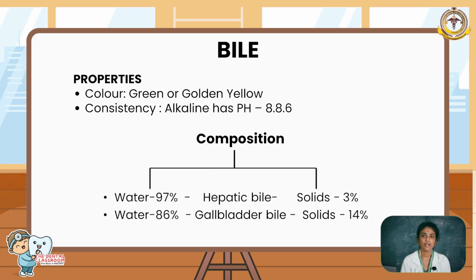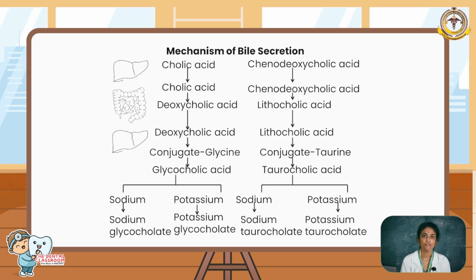The composition of bile, we are going to segregate into hepatic bile composition and gallbladder bile composition. In hepatic bile, the water is 97% and the solids are 3%. The solids are both organic and inorganic solids. In the gallbladder bile, the water content is 86% and the solids are 14%, which include both organic and inorganic solids.